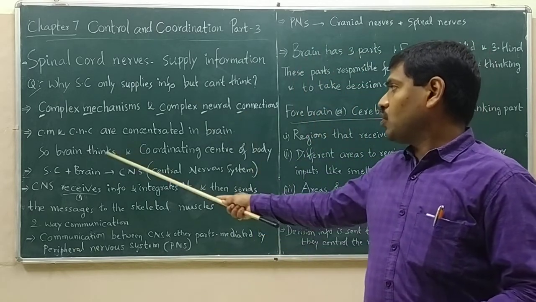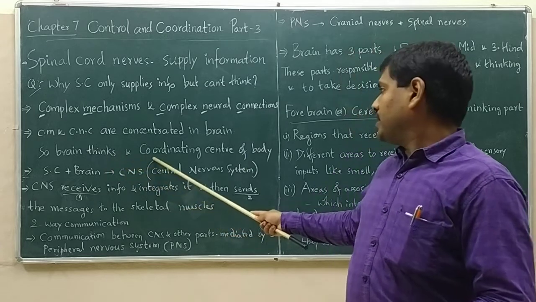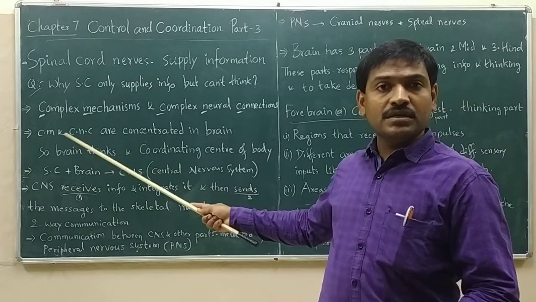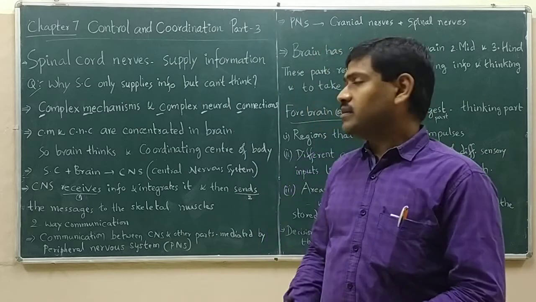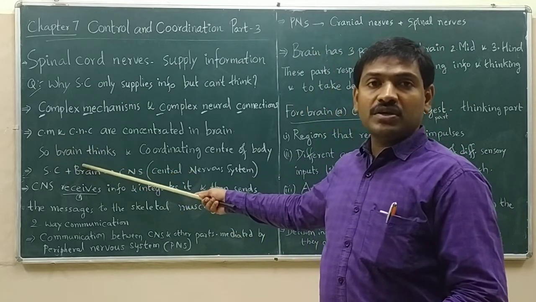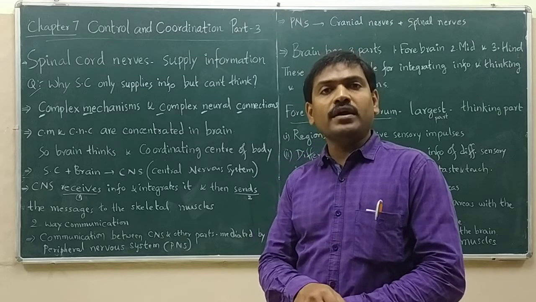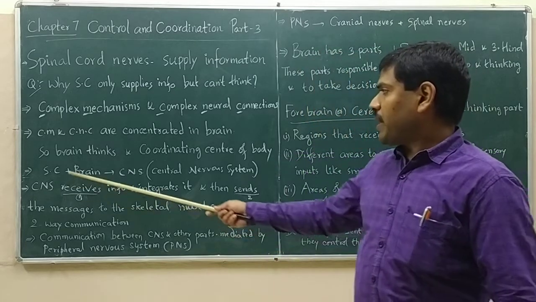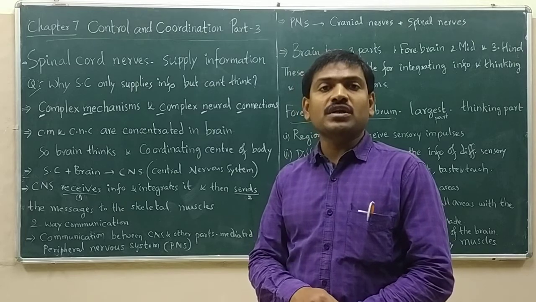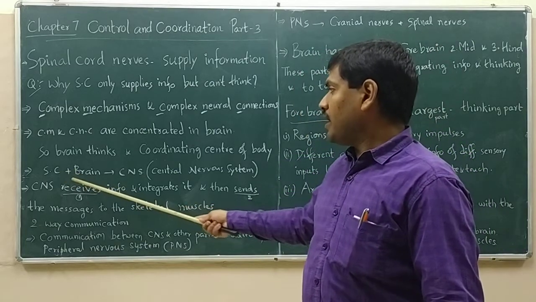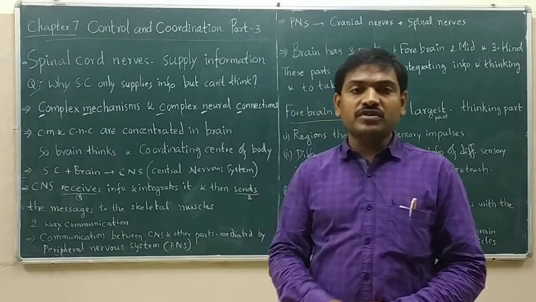So the brain is the organ which carries out thinking, makes decisions, and coordinates the entire functioning of the body. That is the reason we call the brain the thinking organ and coordinating center of the body. Both the spinal cord and brain together form a specific nervous system called the central nervous system.